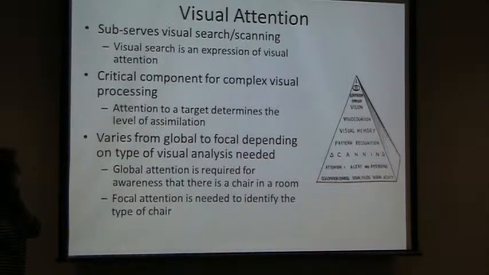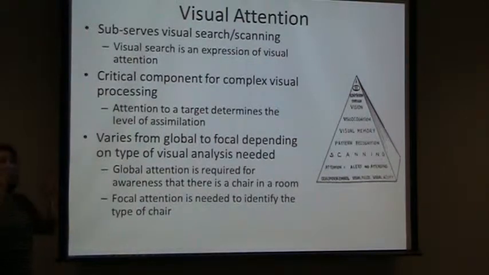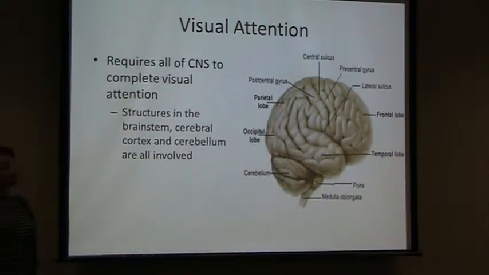And again, this has a global attention and a focal kind of component. So globally, you have an awareness that there's a chair in the room, and then you need focal attention to look at that chair and figure out what kind of chair it is, what the details are, if it's a high-back Victorian carved or something like that. Okay. Visual attention takes all of your brain. All of your brain. Brain stem, cerebral cortex, cerebellum, gotta pay attention.